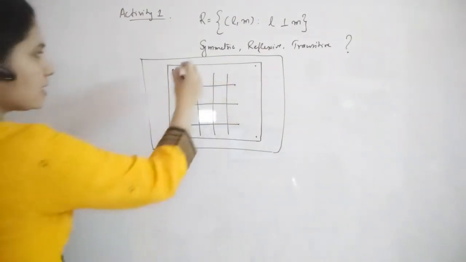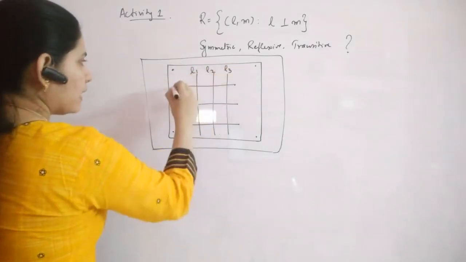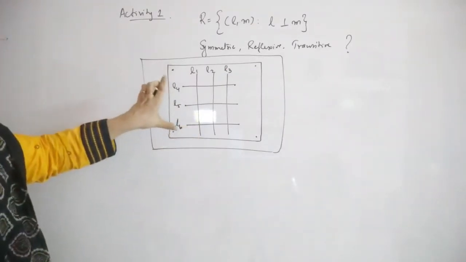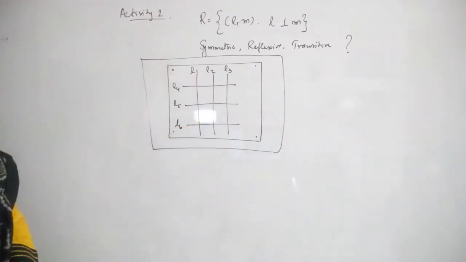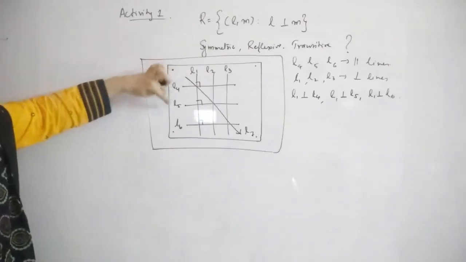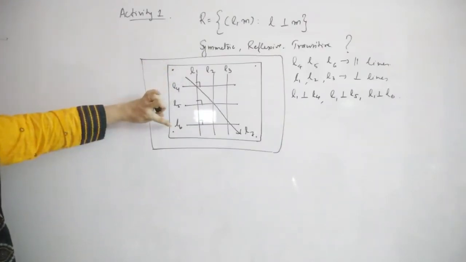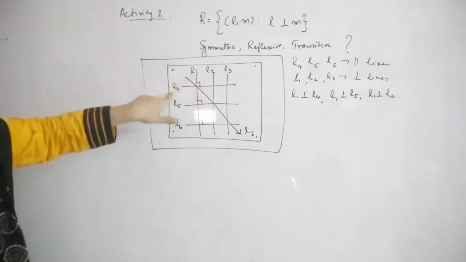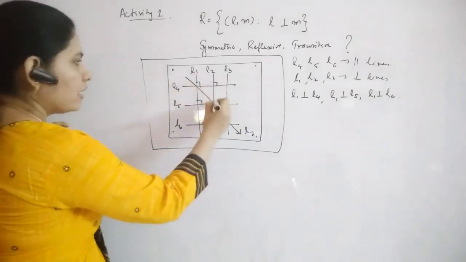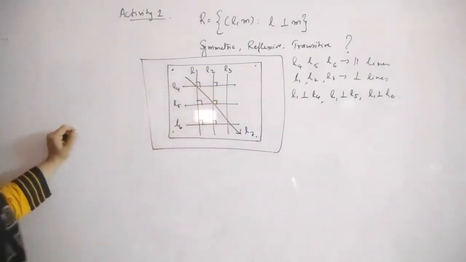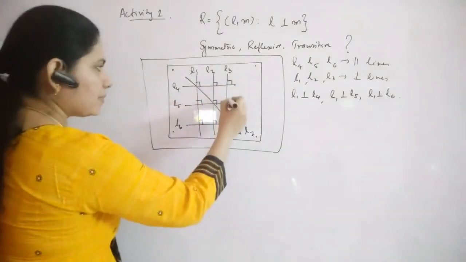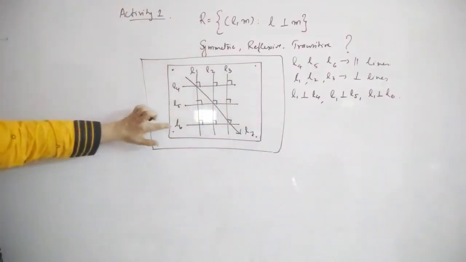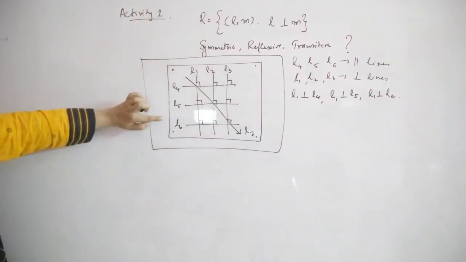We take them as L1, L2, L3, L4, L5, L6. So these are the things which we have. Now L1 is perpendicular to L4, L5 and L6. L2 also gives the same result: L2 is perpendicular to L4, L5 and L6. Again L3 is perpendicular to L4, L5 and L6. All these conditions you will get from this.